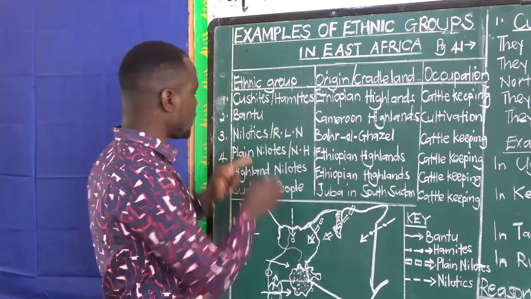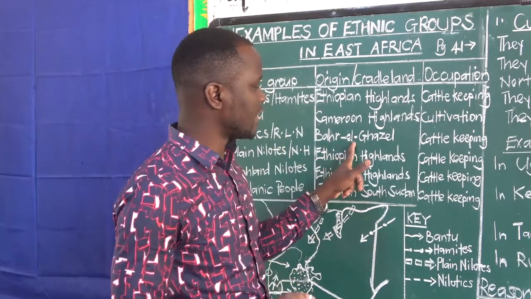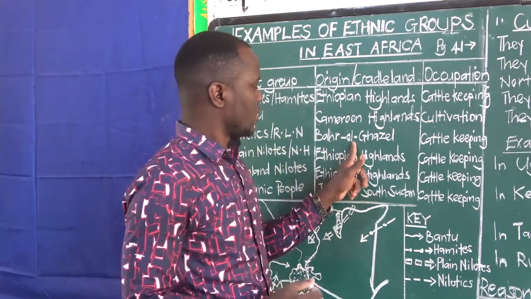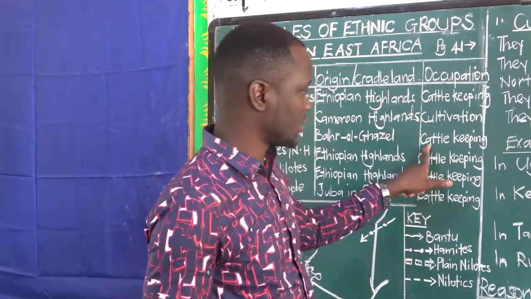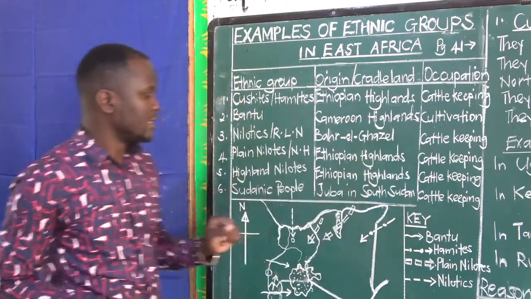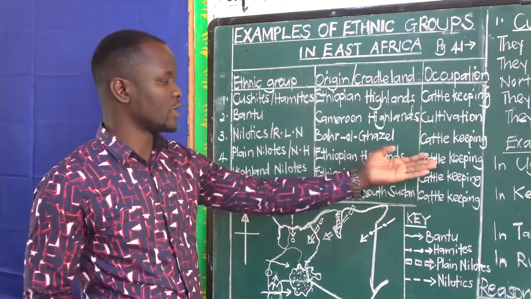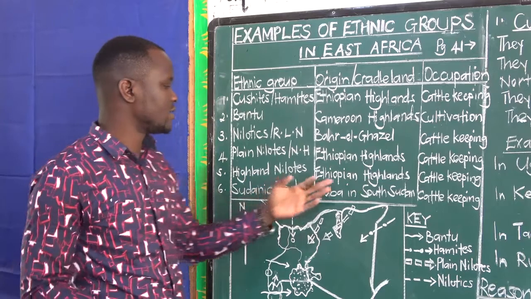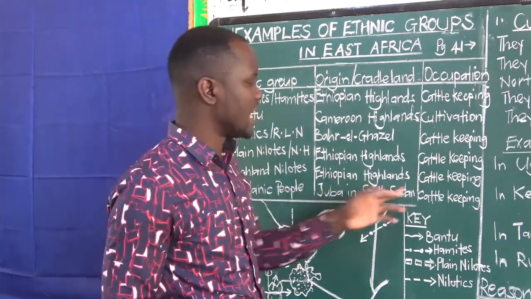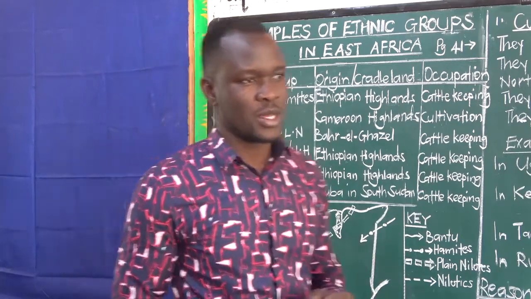Now, the origin, we have the River Lake Nilotes coming from Bahr el Ghazal, that is in South Sudan, and we have their economic activity, that is cattle keeping. The other one is the plain Nilotes that we have called the Nilohamites, also cattle keepers, and these ones were from Ethiopian highlands, and then the highland Nilotes, the same Ethiopian highlands, and were also cattle keepers, meaning their activity was cattle keeping. We need to get the difference there.